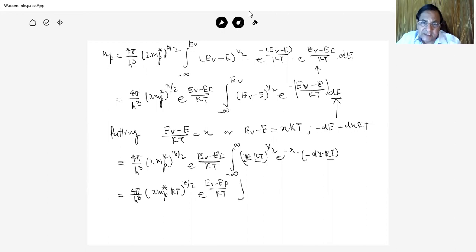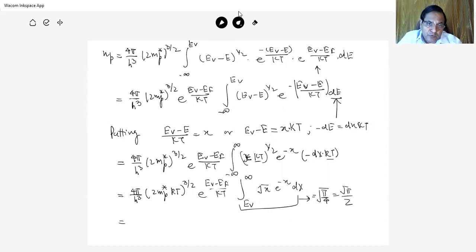This minus integral can change the limit. Minus infinity to plus infinity, or you can say this is EV to infinity, and here it is under root X, e raised to the power minus X into dx. And then this standard integration is under root pi by 4, and this under root pi by 4 is under root pi by 2.